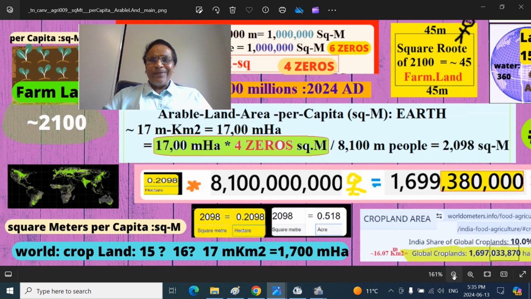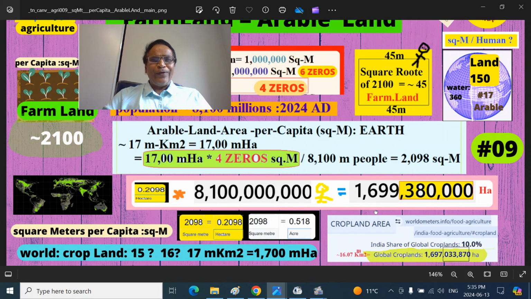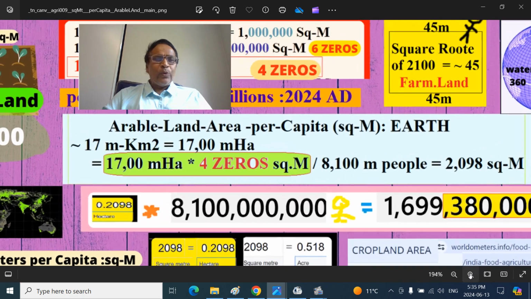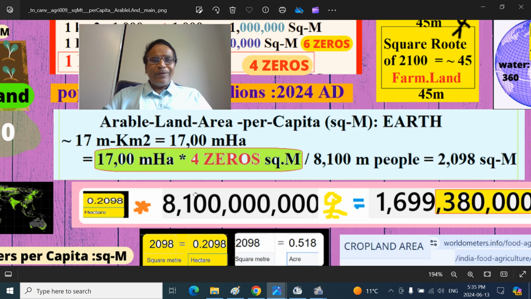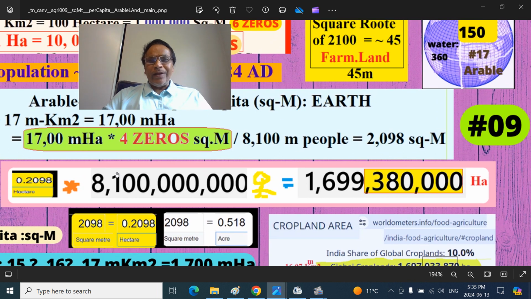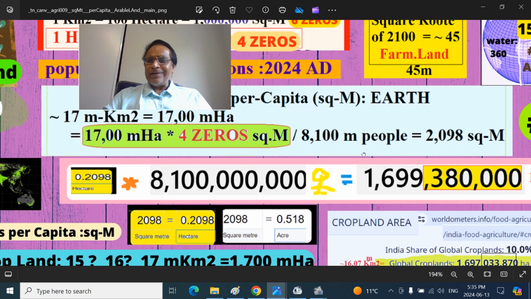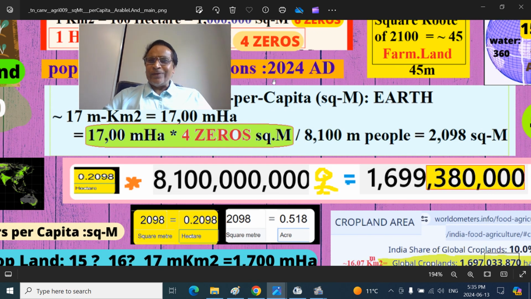So what is this figure? I will walk you over. So remember, 2100 or 2,000 is the square meters. That means it is nothing but 0.21 hectares. You see 0.21 hectares. So if you multiply this, you should get this many hectares. Remember, 1600 or 1700 million hectares of the farmland. How do you get it? Because we came to a conclusion of 2098.